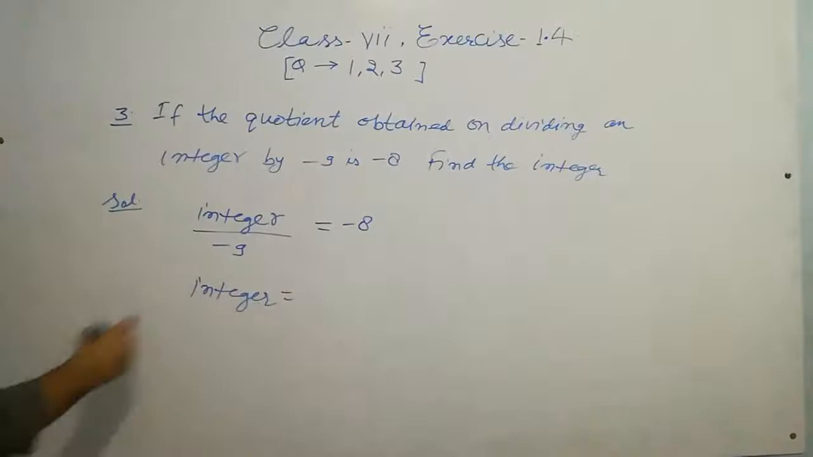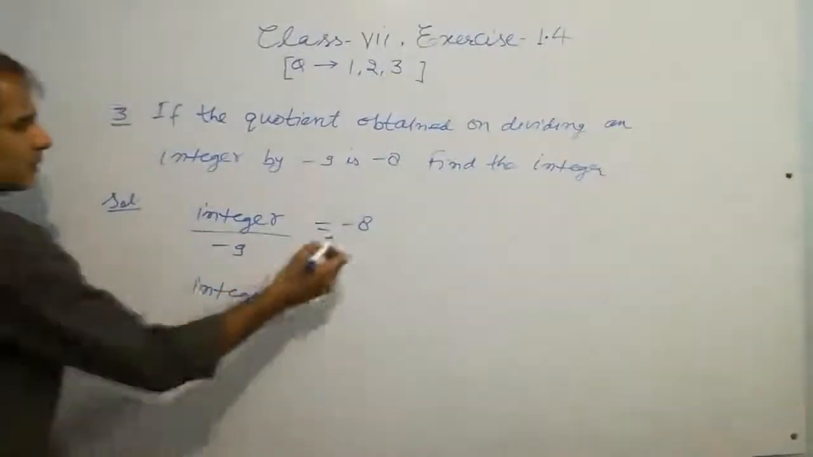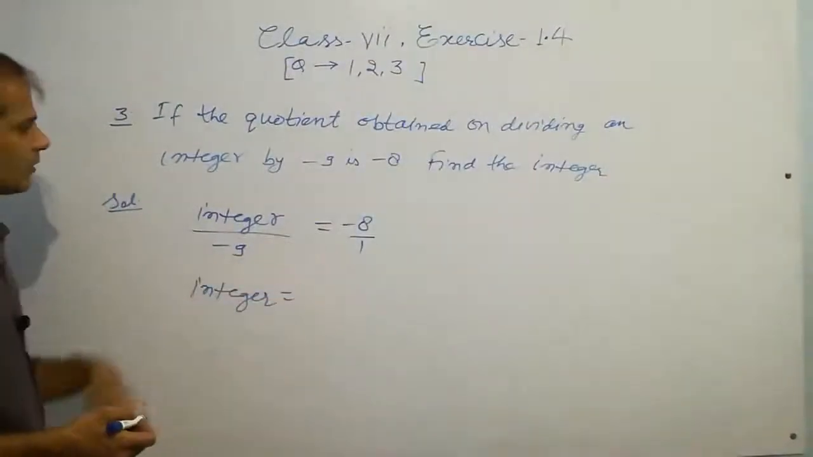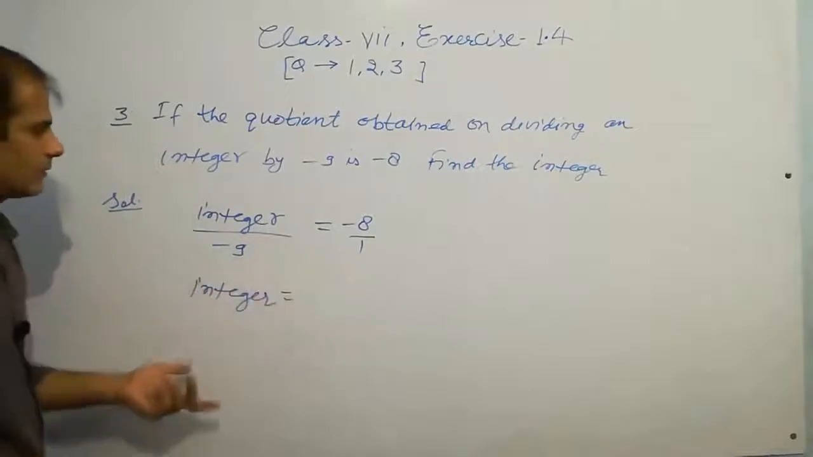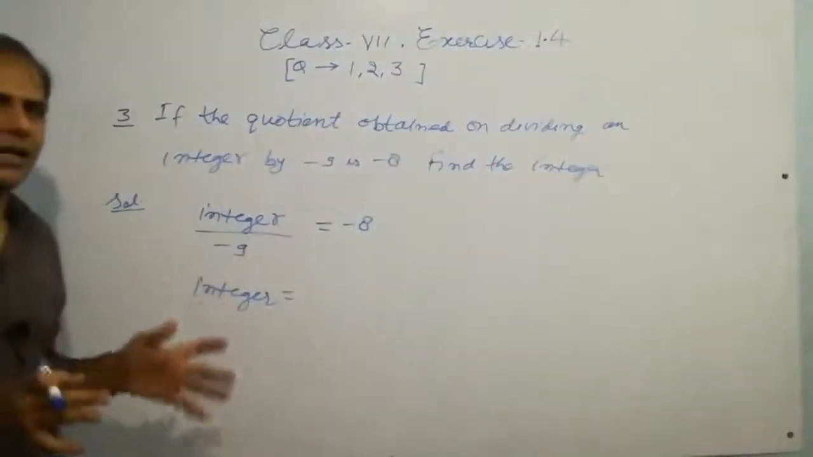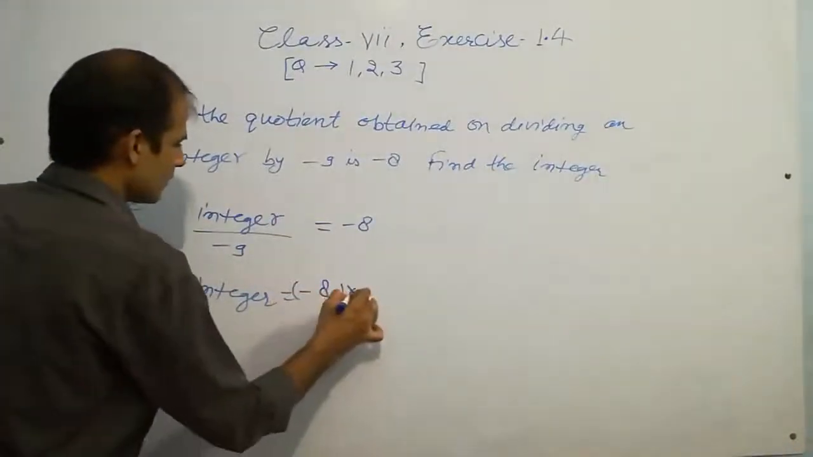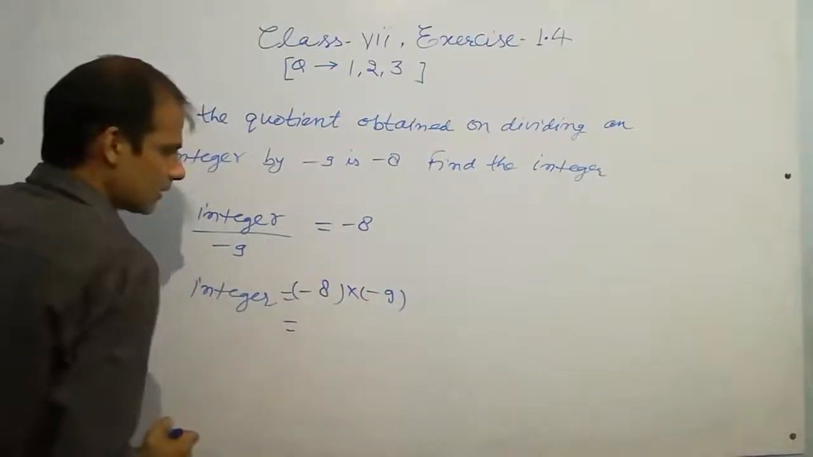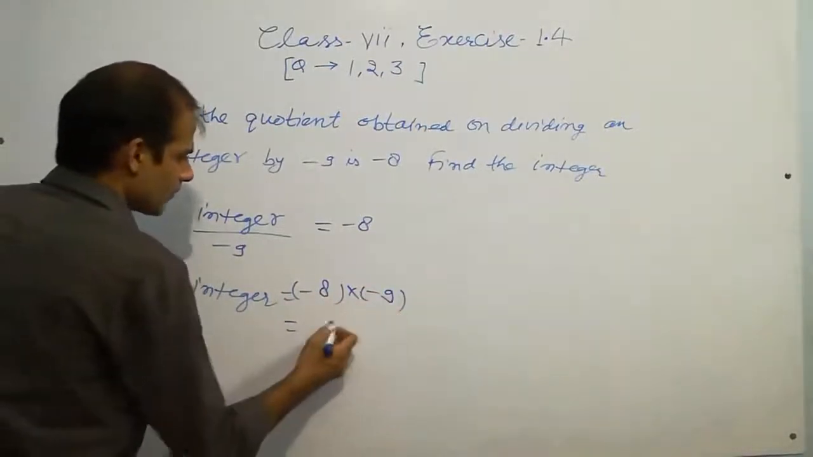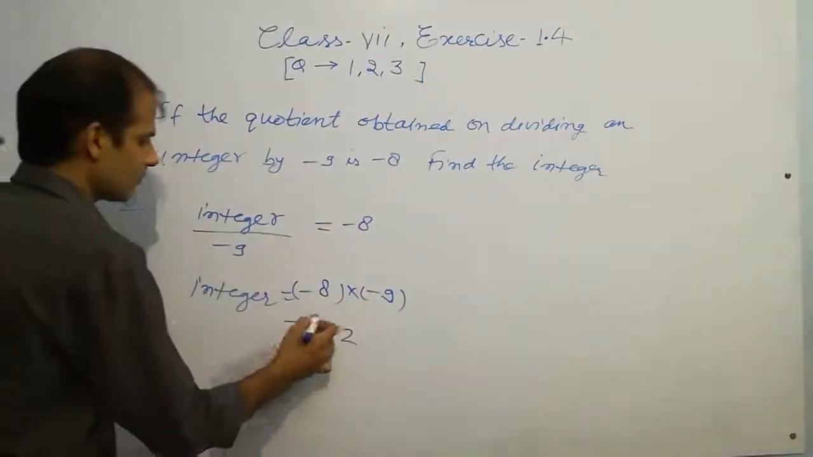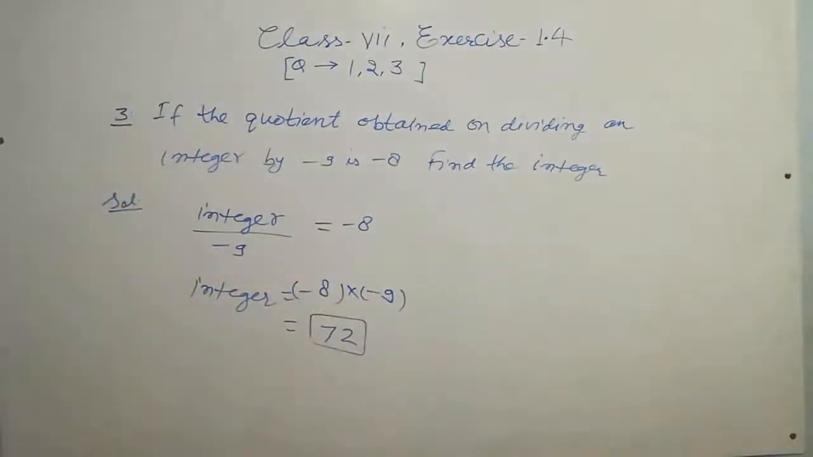Integer will be, just cross multiply. You can imagine 1 as a denominator. No need to mention 1. So it is the integer into 1, and without 1 you can also perform it. You have to remember this method. We cross multiply like this: minus 8 into minus 9, that is 9 eights are 72, and minus minus becomes plus. So the answer is 72.